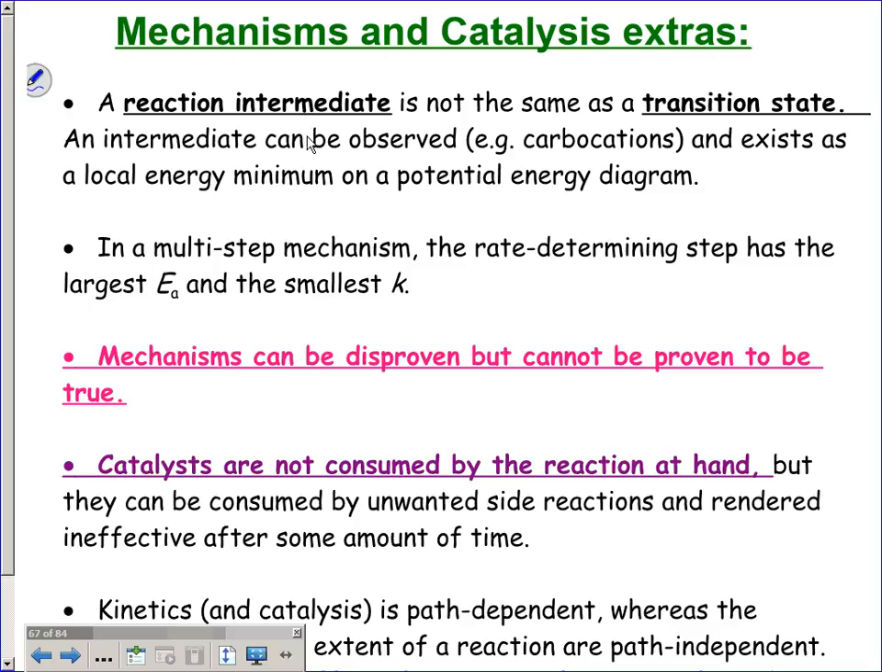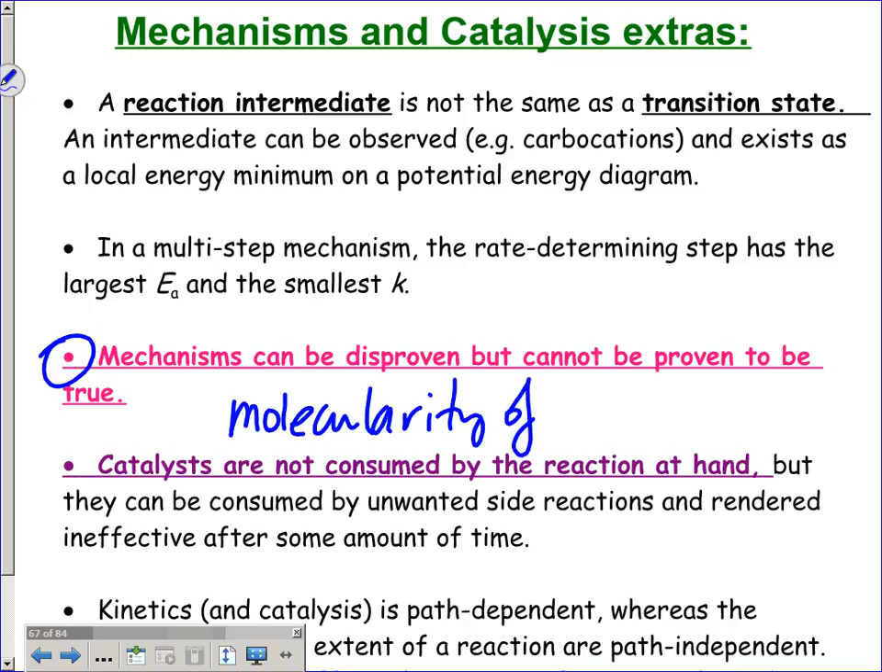This is why we have those criteria of saying that a mechanism is viable. What were the criteria that we said that you have to verify a mechanism with? Think. Jack, tell me one. That the coefficients have to match up with the rate law. So I'm going to use the right word, molecularity. Okay, molecularity of the rate determining step must match the rate law. And there was one more, or there's 2 more, but one more, yeah.